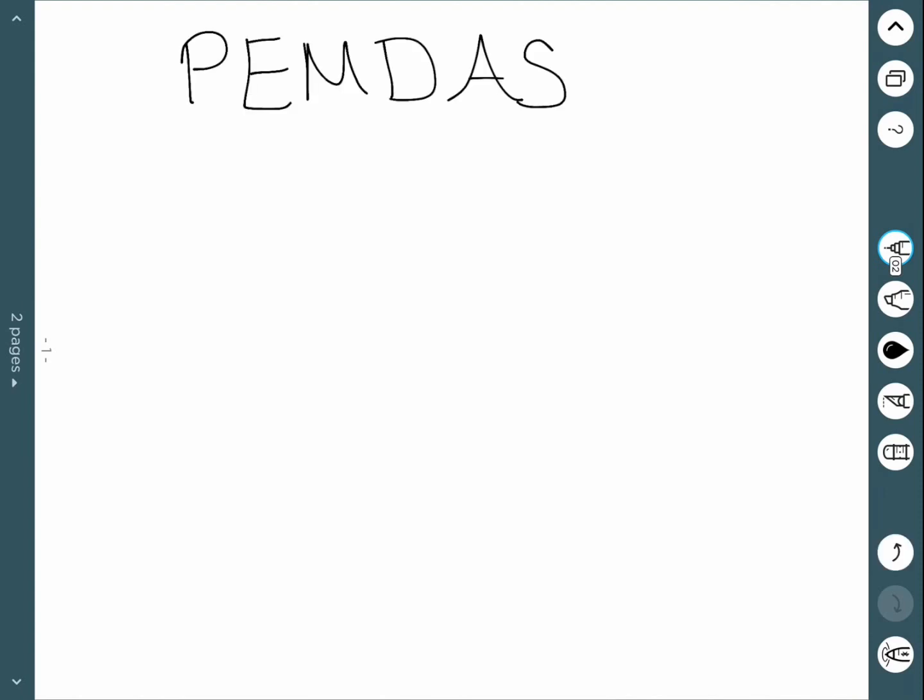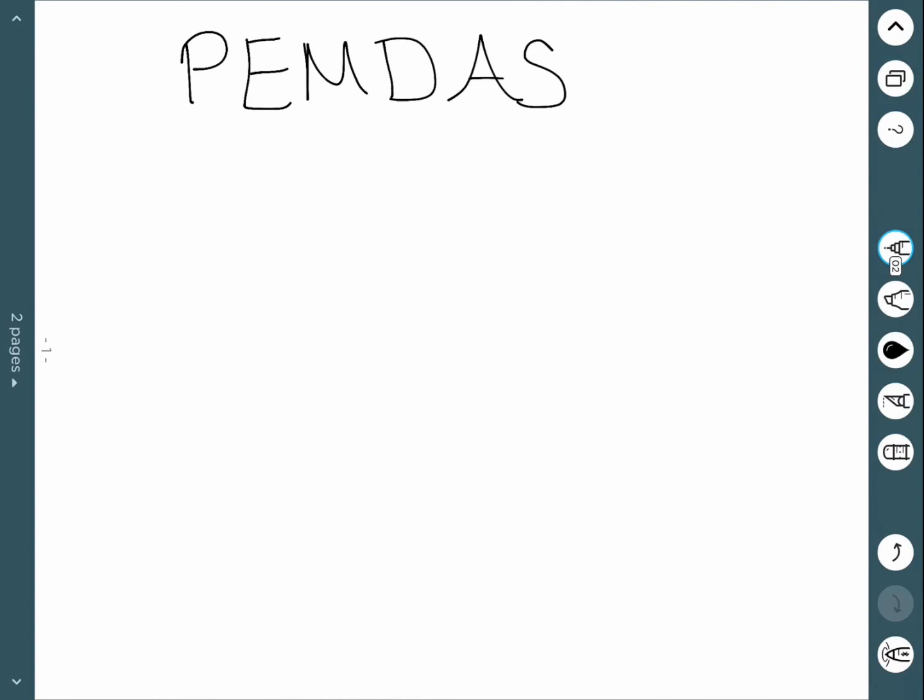Now that we have some of the properties of real numbers down, let's talk about order of operations. Chances are, if you know anything about order of operations, you've heard this PEMDAS before: parentheses, exponents, multiplication, division, addition, and subtraction. However, this is very, very easily misunderstood.